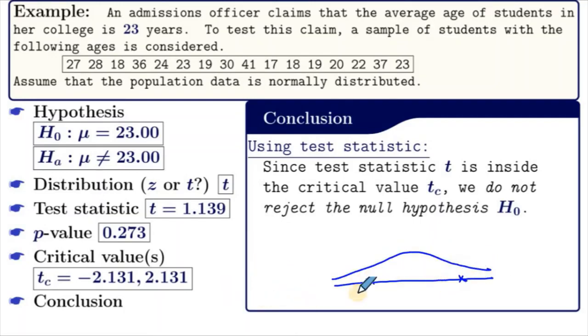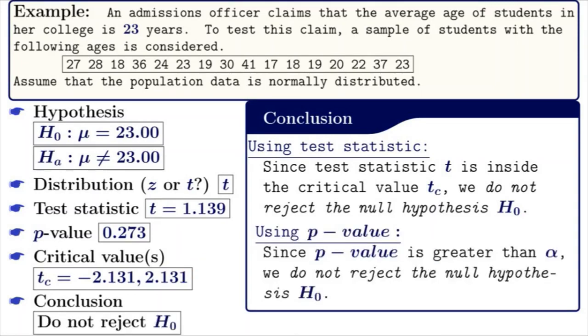To derive the conclusion, first let me draw a diagram. So this point here is negative 2.131 and this point here is 2.131, and our test statistic T is somewhere in here. So let's say this point here is 1.139. From this diagram, we see that test statistic T is inside the critical value, so we do not reject the null hypothesis.